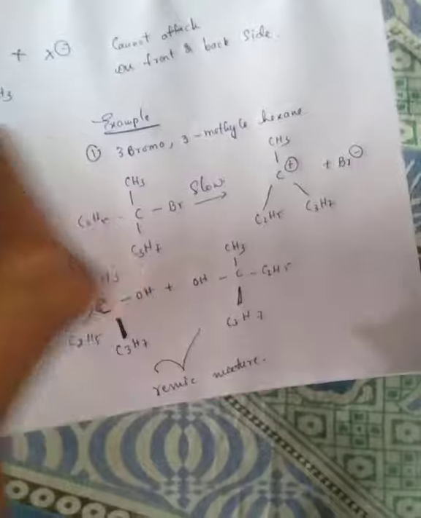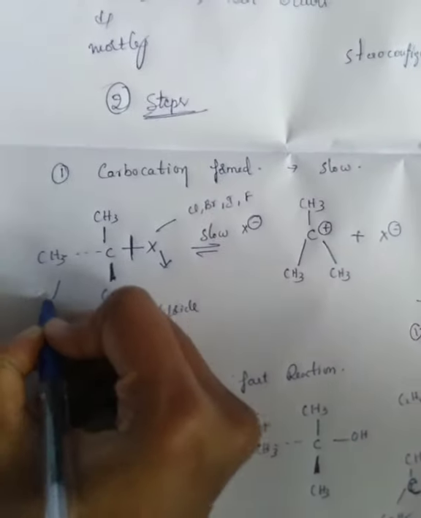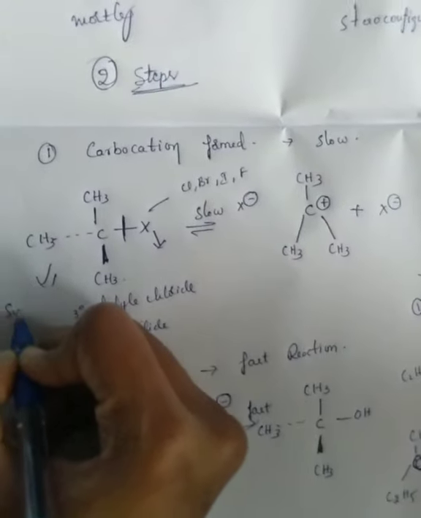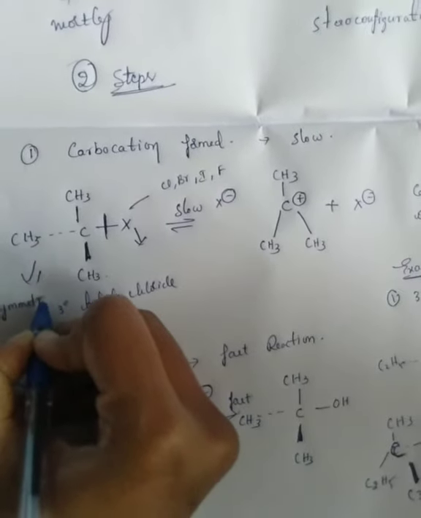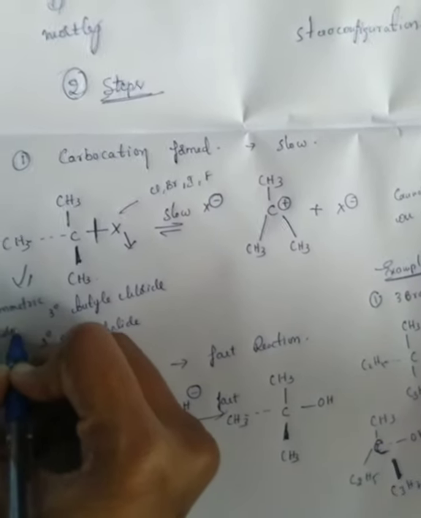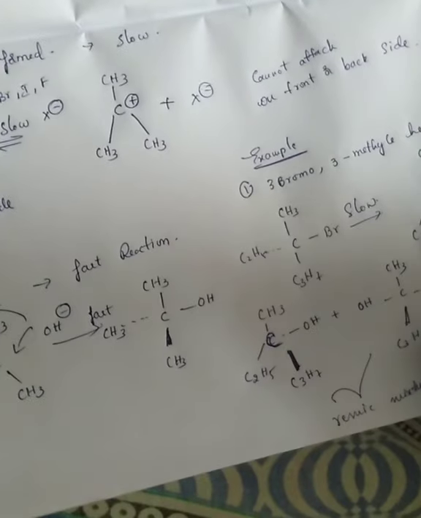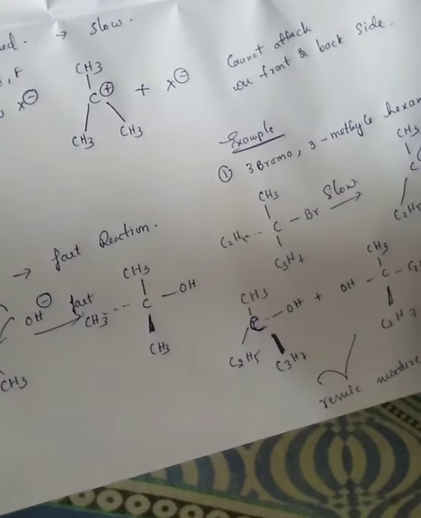So by this we can understand that if we take a symmetric molecule, it gives the same product. If we take an asymmetric molecule, it gives an equimolar mixture of dextro and levo compounds. So this is the SN1 mechanism.